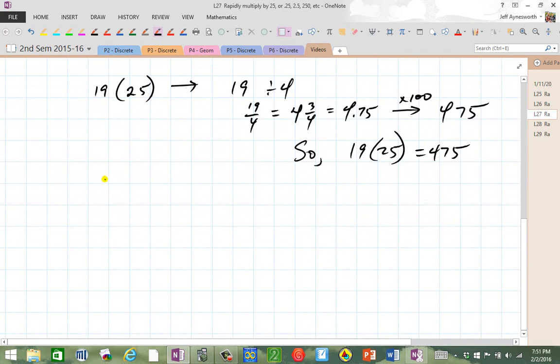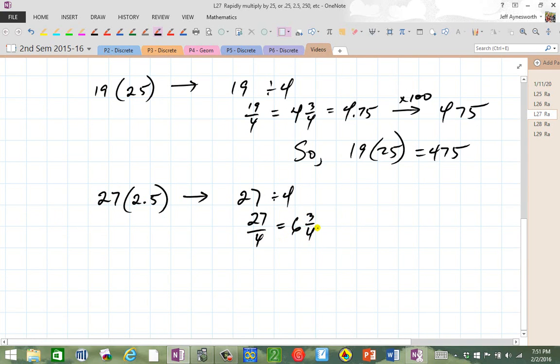Okay? Now, one example is not enough, so let me do it again. So let's say you got 27. That's not a multiple of 20 or of 4 either. Okay? Times 2.5. You take 27 divided by 4, or you can write it like this. It divides in 6 times, remainder 3, so that's 6 and 3/4 again. That's 6.75. You got to multiply it by 100, so 675.